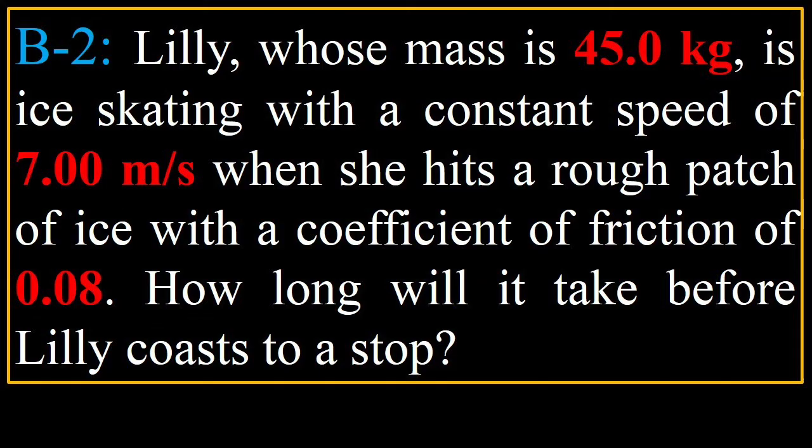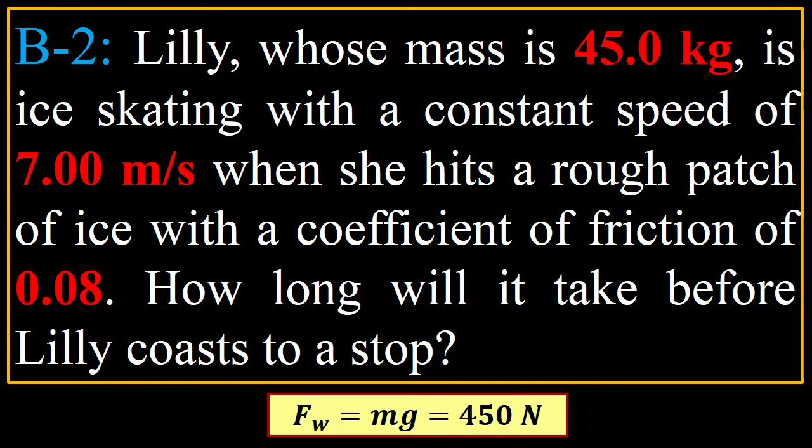Lily, whose mass is 45 kilograms, is ice skating with a constant speed of 7 meters per second when she hits a rough patch of ice with a coefficient of friction of 0.08. How long will it take before Lily coasts to a stop? Now, she's going 7 meters per second, and she wants to stop. So what's the change in velocity going to be? It's going to be final 0 minus initial, so it'll be negative 7 meters per second. So the force of friction is also negative.